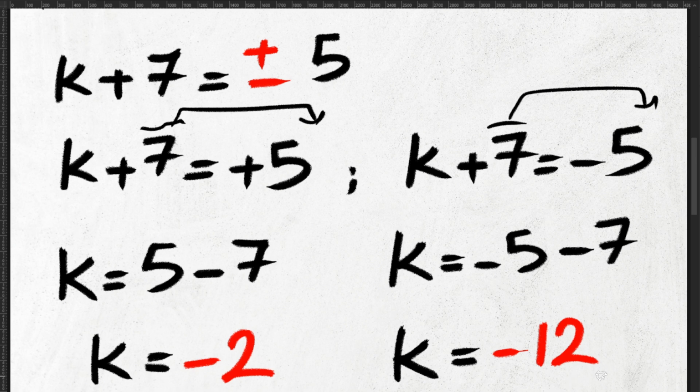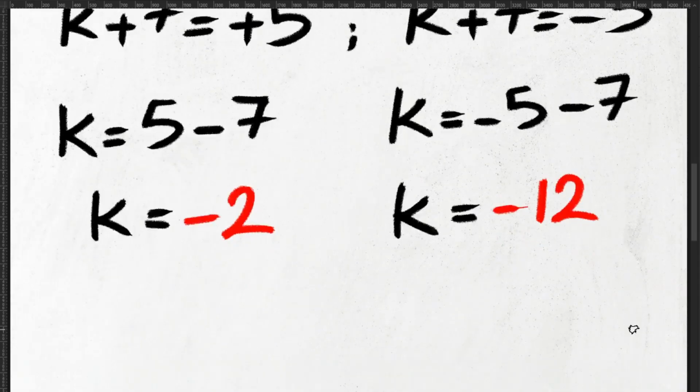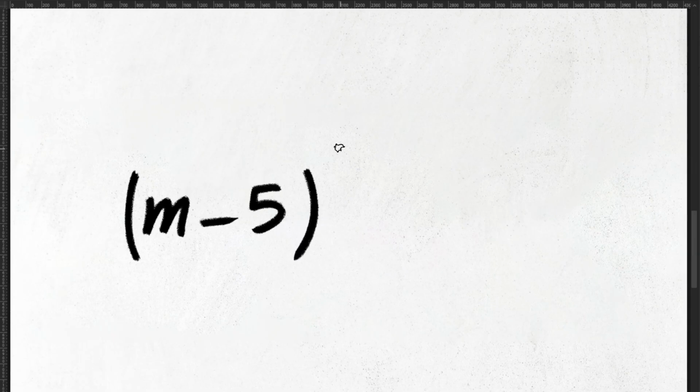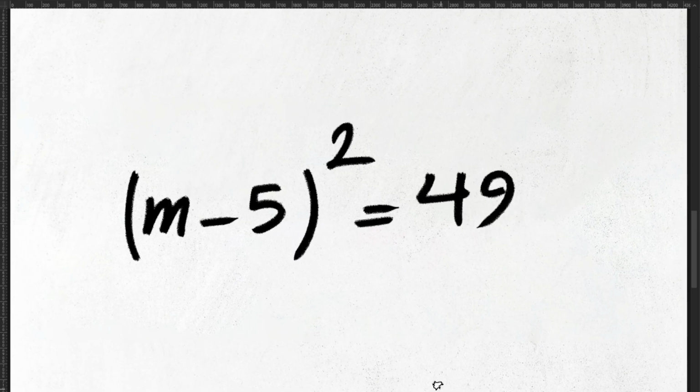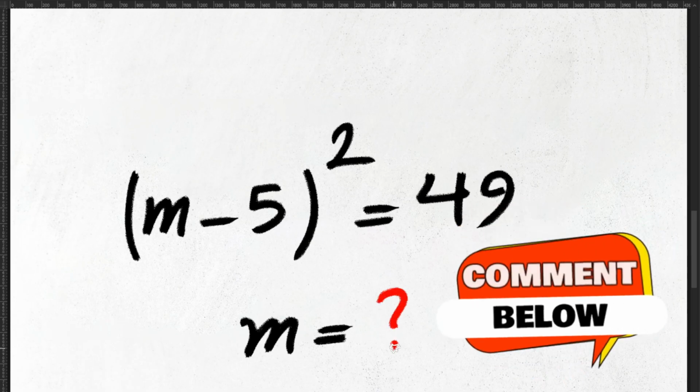And that is how you solve it. Now, it is your turn to practice. Here is a question for you. What are the solutions to the equation (m - 5)² = 49? Try using either method, and let me know your answers for m in the comments down below.